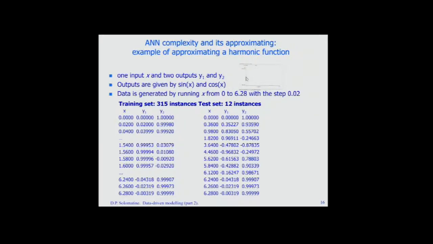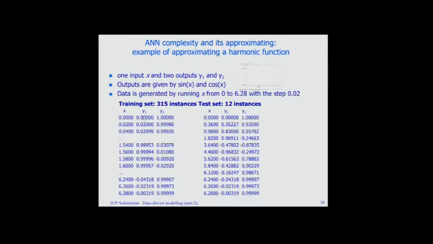What I did, I simply ran, in Excel, 315 examples using as input x ranging from 0 to 2 pi, 6.28, you see this? With the step of 0.02, so it makes 315 examples.